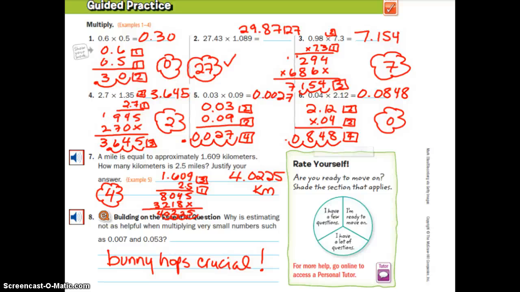So again, 8. Why is estimating not helpful when you have very small numbers? Because your estimate is 0, therefore your bunny hops or bunnies in a box becomes very crucial. Be very careful. Good luck. See you soon.